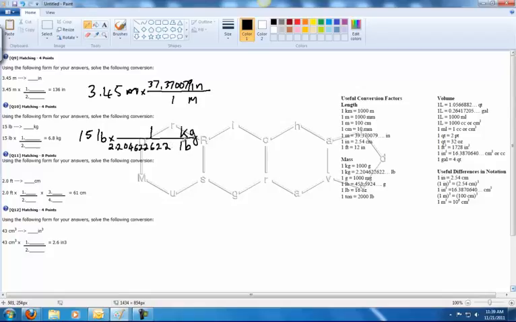2.204622 pounds. Alright, so again we have to include the whole number here, and we come out with something that's going to end up with having 2 significant figures. It'll be 6.8 kilograms.